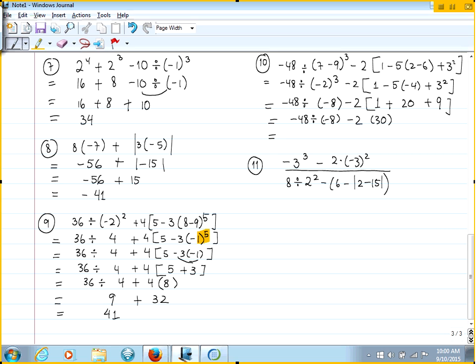Now, which one do we do next? So we have division, we have subtraction, we have multiplication. Which one do we do first? The division, and the subtraction is last. So let's divide these. What is this? 6. And let's multiply these. What is this? 60. Yes. So 6 minus 60? Negative 54. Yeah. All right.